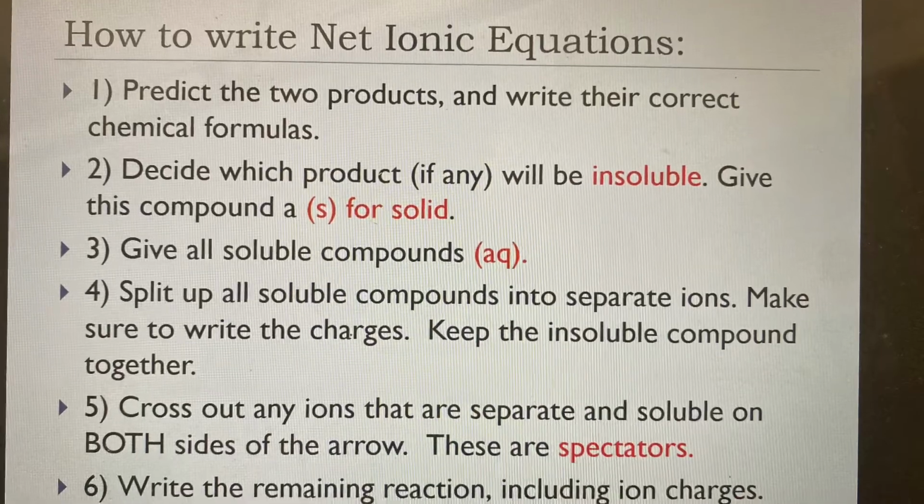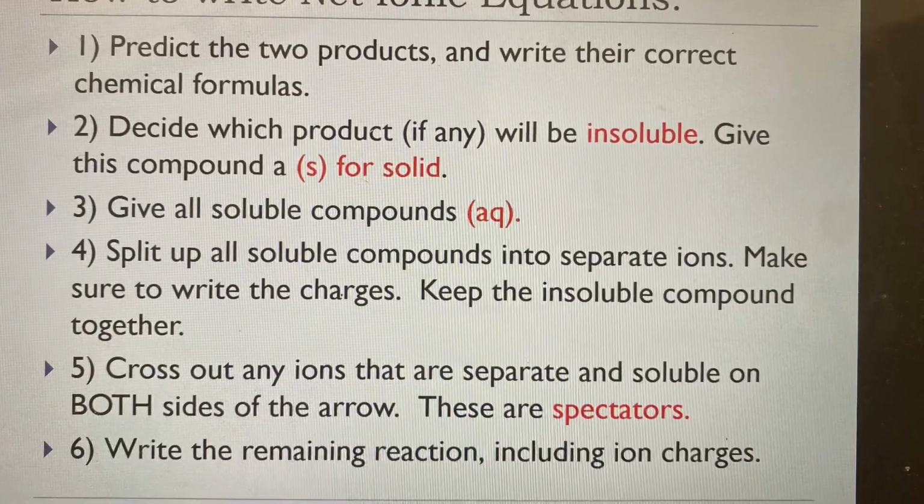Sometimes nothing will be insoluble and nothing will happen, and so you just have to determine if something's going to happen. Step 3, give all soluble compounds a little aqueous sign, because they are aqueous, they're dissolved in water, they're dissociated. Fourth, split up all the soluble compounds into separate ions, and please remember to put the charges on the ions. They are ions, they have charges, so we should write them. Also, keep the insoluble compound together, because once it forms its chemical bond, it is together and we should write it together. Then, cross out any ions that are separate and soluble on both sides of the arrow. These are our spectator ions. They didn't do anything, so we just want to get rid of them.